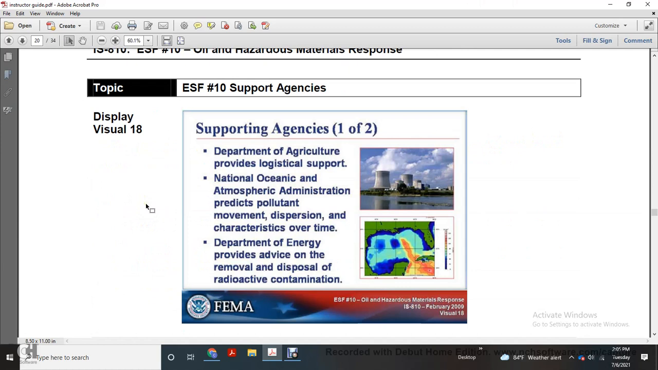The Department of Agriculture provides logistics support. The National Oceanic and Atmospheric Administration predicts pollutant movement, dispersion, and characteristics over time. The Department of Energy provides advice for the removal and disposal of radioactive contamination, and that's FEMA.